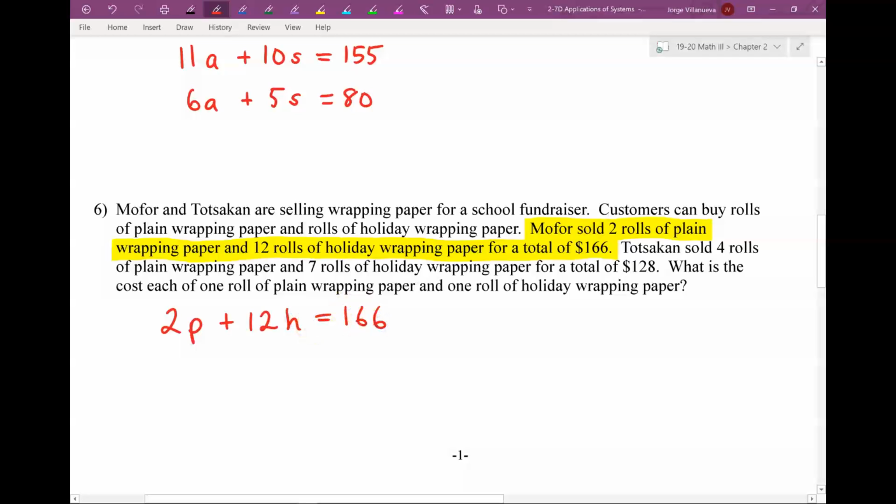All right, cool. I got one equation. The next one says, Tutsakin sold 4 rolls of plain wrapping paper and 7 rolls of holiday wrapping paper for a total of 128. Okay, I do want to remind you guys about your devices, all right?